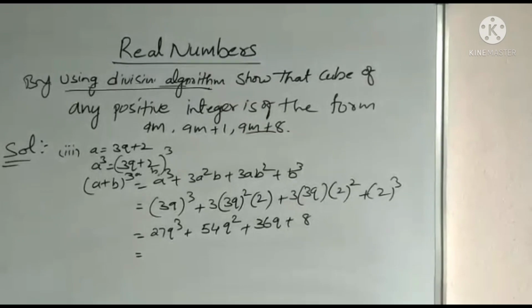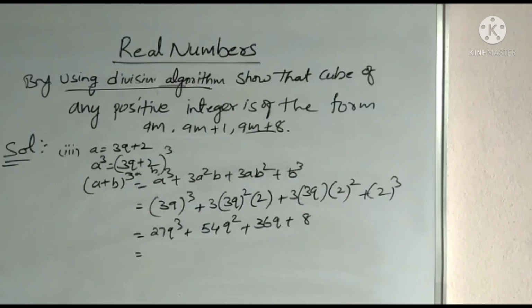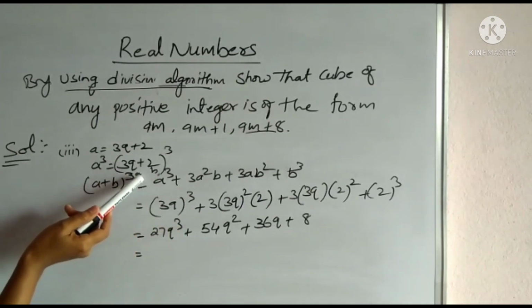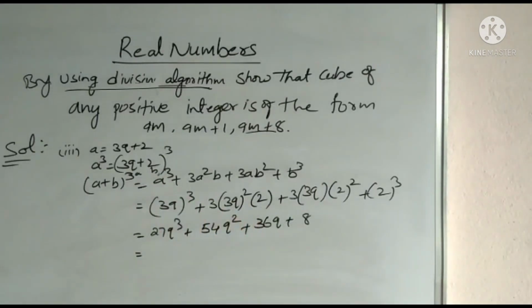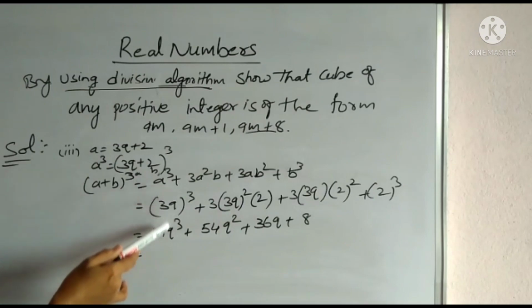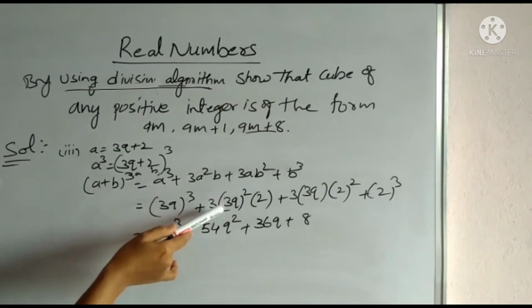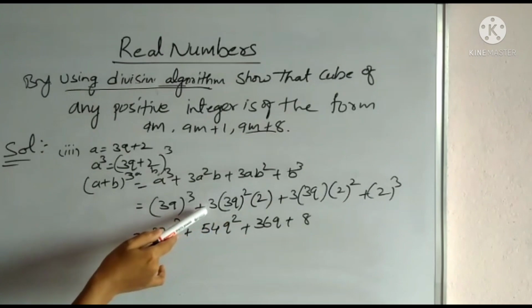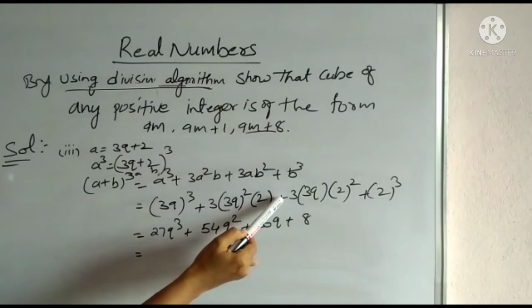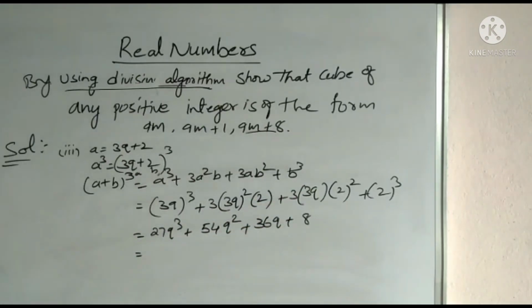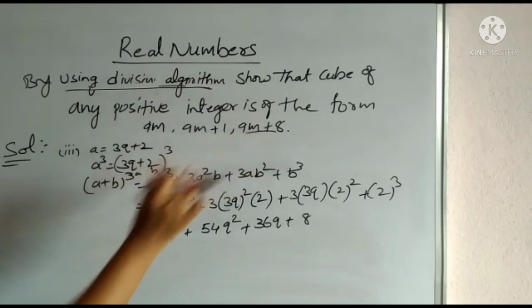So the third case, we'll move on. If a equal to 3q plus 2. Again we are cubing, a cube equal to 3q plus 2 whole cube. And we wrote the formula (a plus b) whole cube. And here in the place of a, 3q, and in the place of b, 2. Just substitute the values in the formula. And by simplifying, 3q whole cube is 27q cube, and here 3 square 9, 9 2s are 18, 18 3s are 54q square, and again here 4, 4 3s are 12, 12 3s are 36q, 2 cube is 8. Okay, and plus 8 we got.